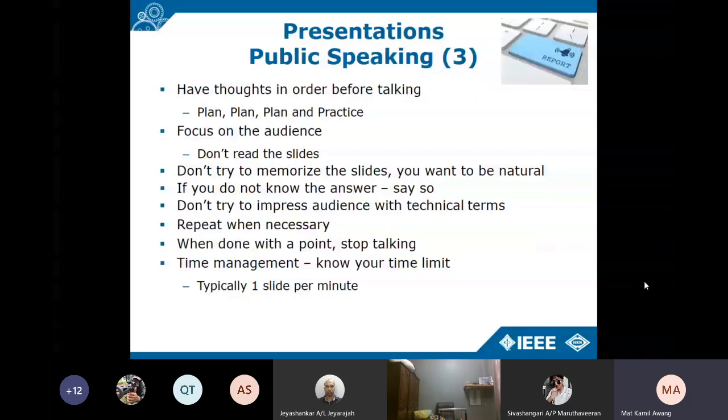Have your thoughts in order before talking. So you think, you put in order, you arrange what you want to talk about. So basically, you need to plan your talk, your presentation. You plan and you practice in front of the audience. Next one is to focus on the audience. Don't read from the slide. Most of our students, most of you, basically read from the slides.